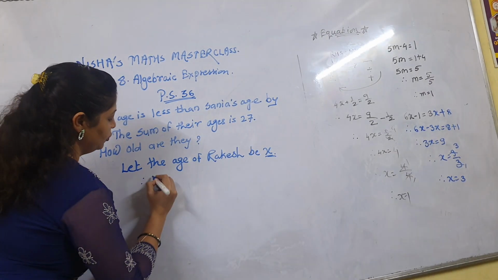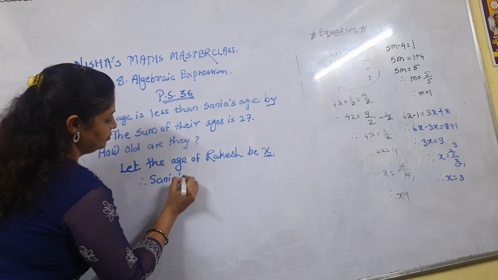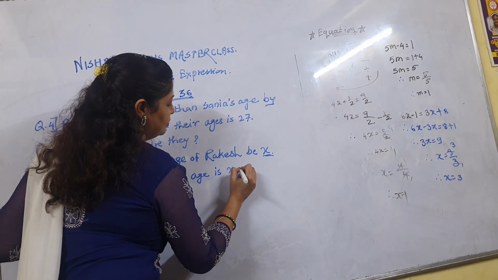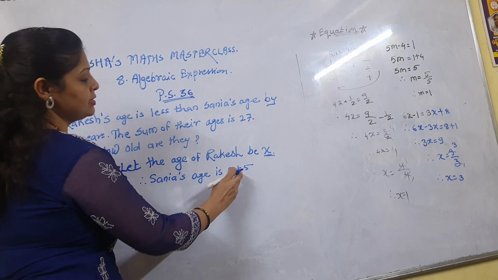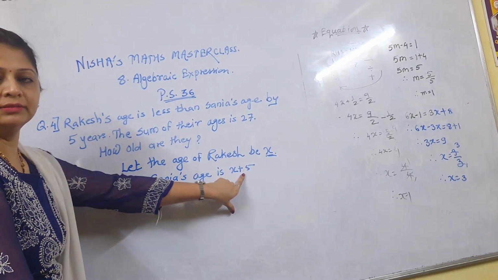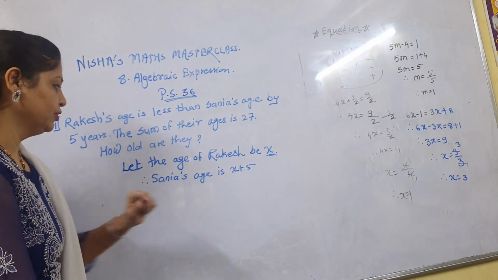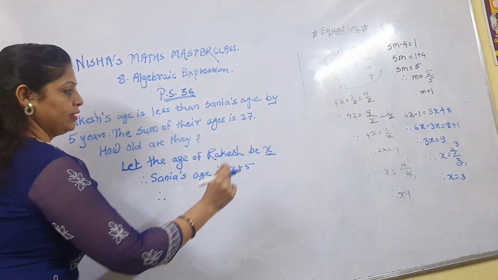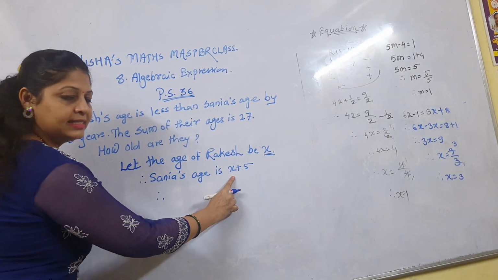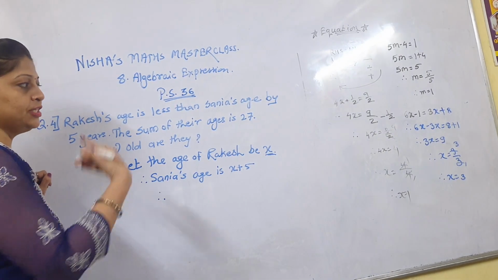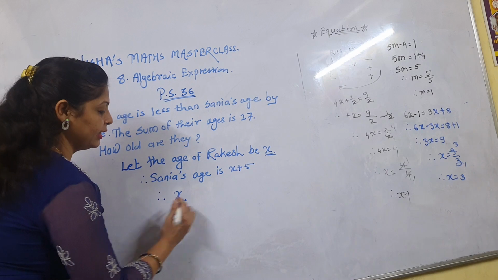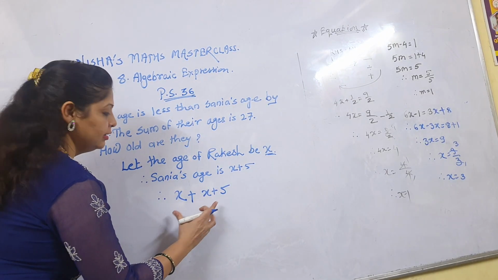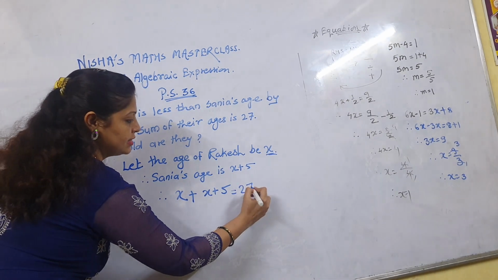So therefore, Sania's age is x plus 5 because she is 5 years older than Rakesh. Correct? She is elder. The next statement is the sum of their ages is 27. Rakesh's age and Sania's age sum is 27. So x, this is Rakesh, and x plus 5, this is Sania. And the sum of their ages is 27.